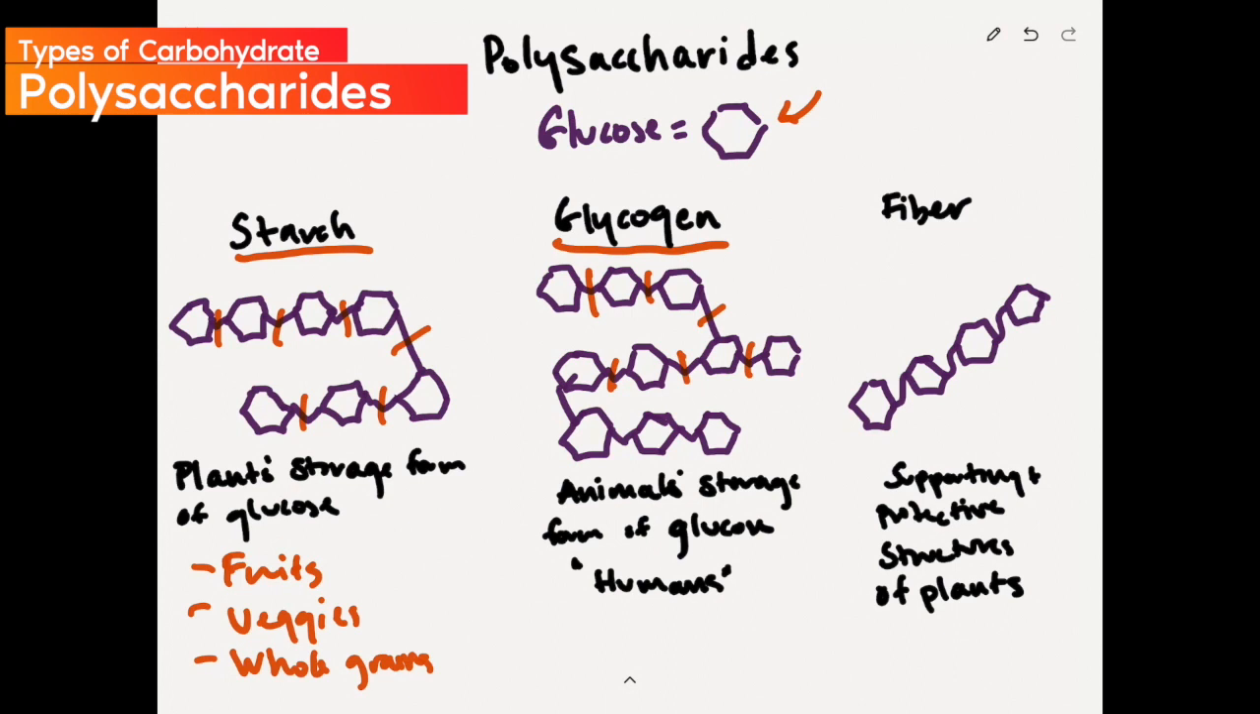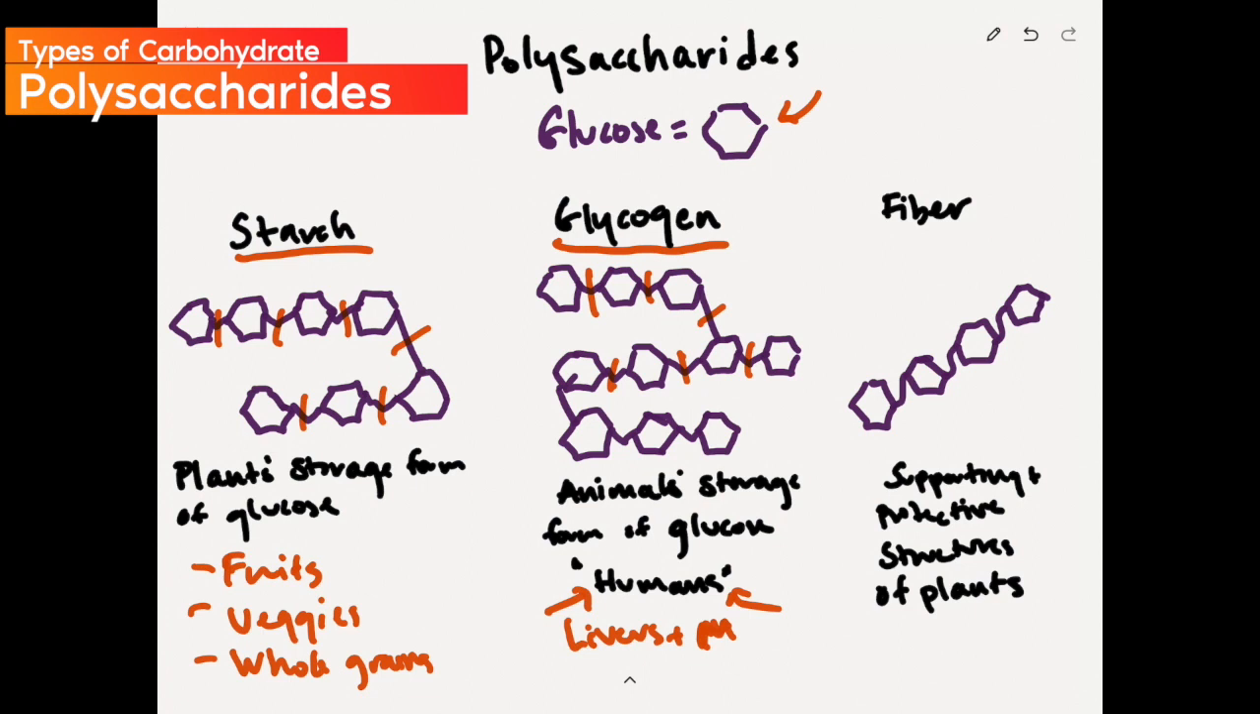Glycogen is an animal's storage form of glucose. You're going to find glycogen in any animals, and included in this is humans. So humans store glucose as glycogen, and the majority of glycogen in humans is stored in our livers and our muscles. So we're going to store glycogen in liver and muscle.